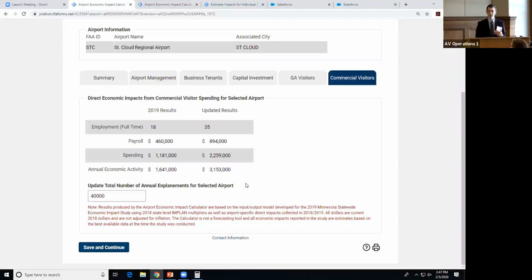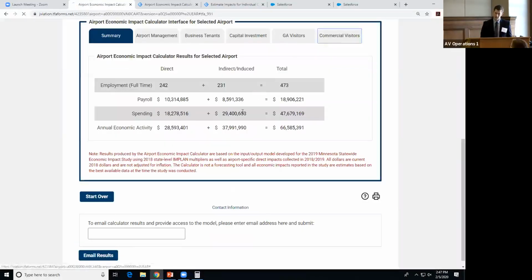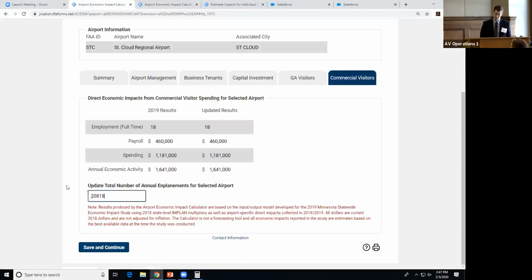There's too many numbers specific to that airport that drive this number. We would need to know, well, what are the enplanements and what are the percent visitors and what's the average spend per visitor, which we don't know at an airport that doesn't have existing commercial service. Let's see, did I hit Save and Continue? No, I did not.